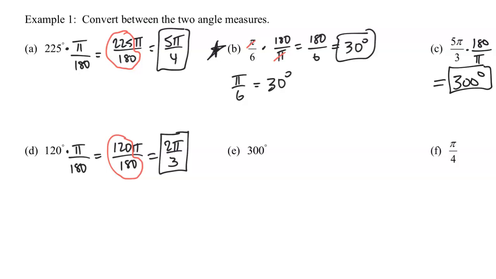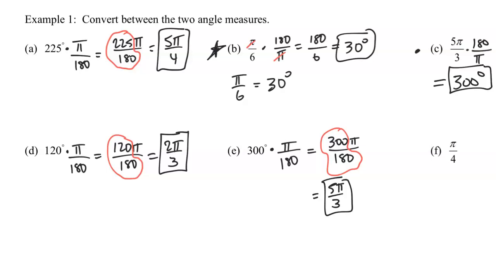Now letter E is 300 degrees. We already know from part C back up here that that should be 5 pi over 3, but let's just verify that by multiplying by pi over 180, and so that's going to be 300 pi divided by 180. If I just take the fractional part of that, 300 divided by 180 would reduce to 5/3, and so this will equal 5 pi over 3.